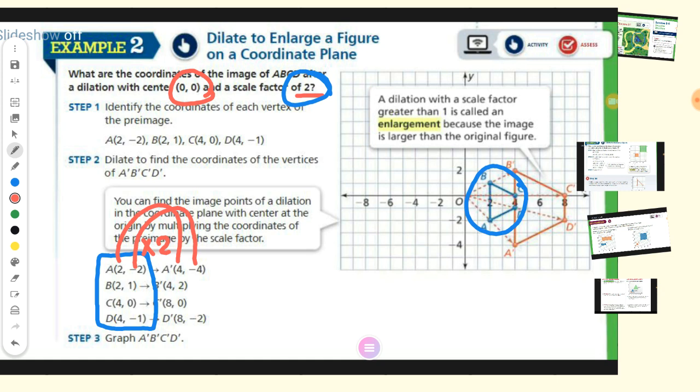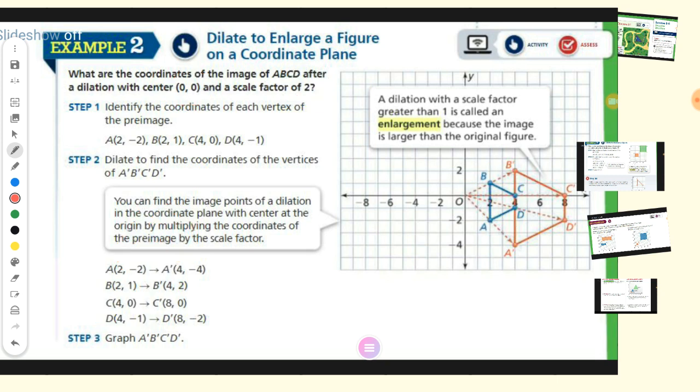This is a new one. Second, 2 by 2, 4. 1 by 2, 2. Again, and so on for each point. So you can find the new points here as you see. This is a new point, A dash, B dash, C dash, D dash. Draw it and you will find how we enlarge it. So it's easy. Just multiply the coordinates of the original shape, or the pre-image, by the scale factor. You will find the new coordinates of the new one.